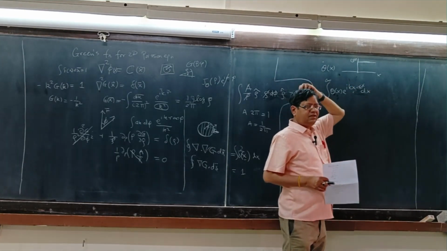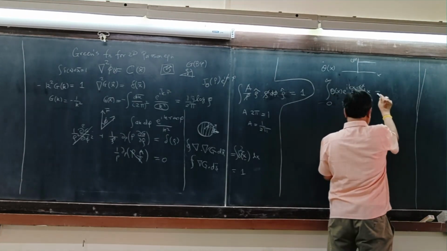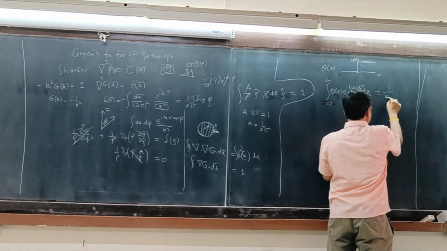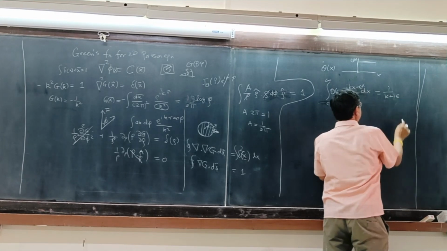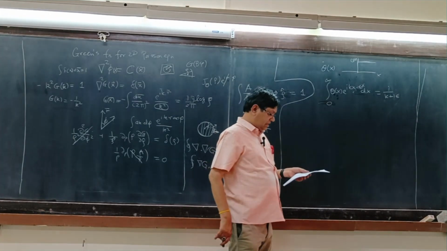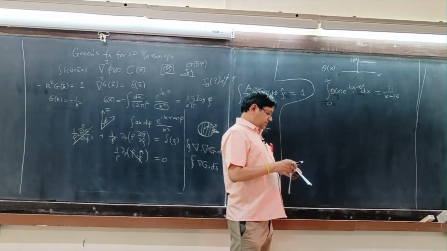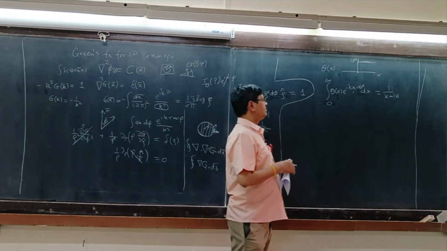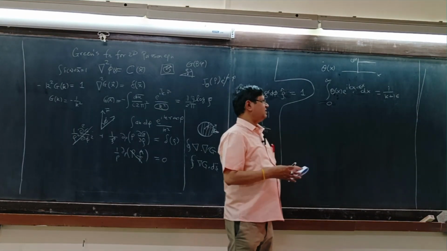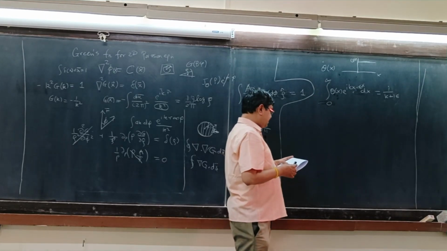At infinity, this function will go to 0, so this is the finite answer. And you can easily do this integral: 1 divided by k plus i x. Okay, so these are Fourier transforms. This integral I will leave for you.